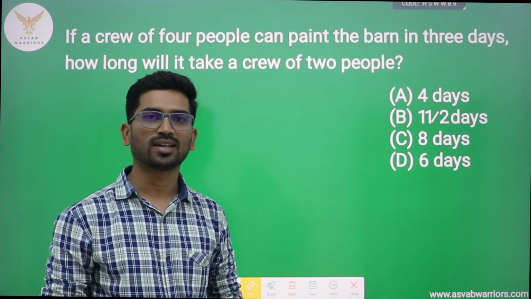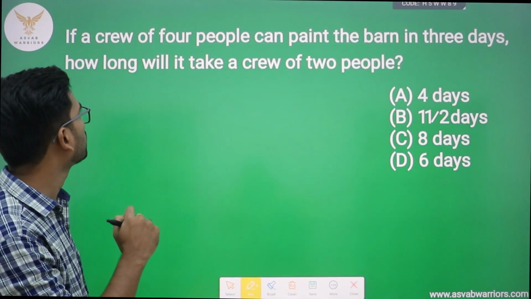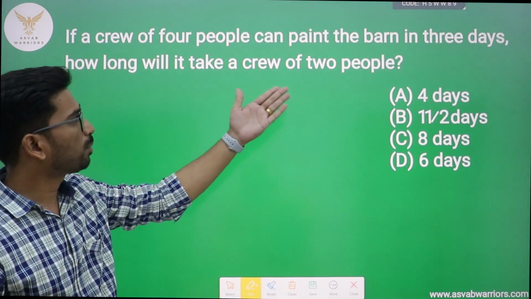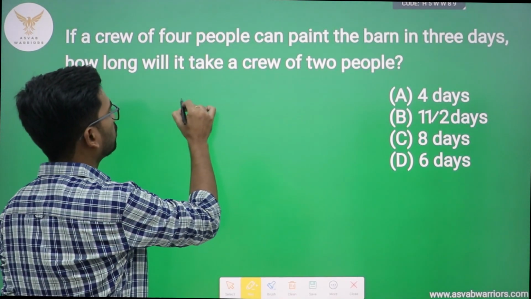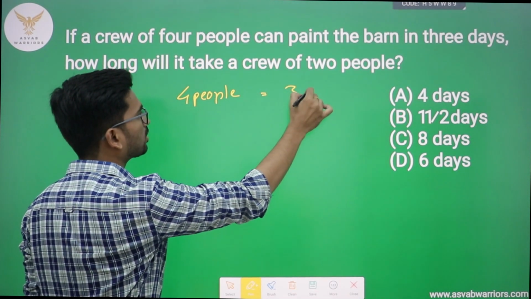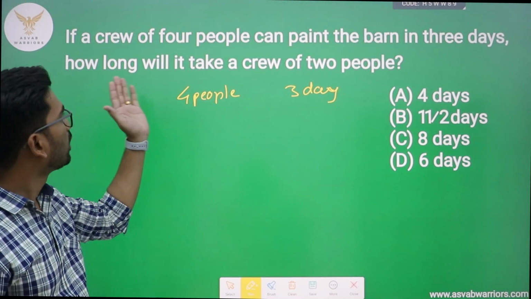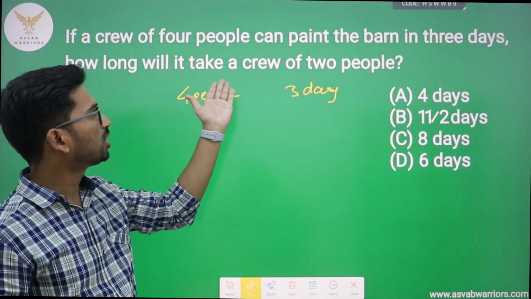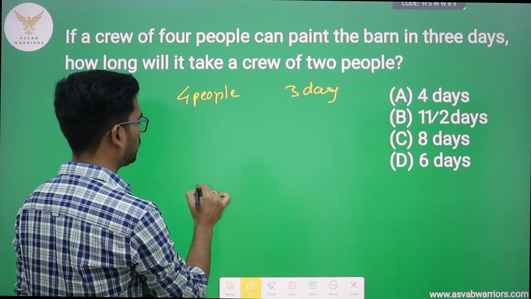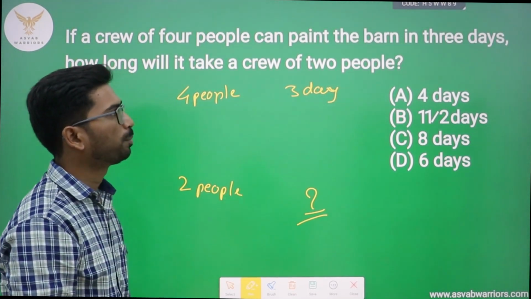So our next question says, if a crew of 4 people can paint the barn in 3 days, how long will it take a crew of 2 people? Now 4 people can paint the barn in 3 days. So we'll write it down. 4 people can paint the barn in 3 days. So 4 people are taking 3 days. Now how much time will the crew of 2 people take to paint the same barn? Now we have 2 people. We need to calculate how many days they will take to paint the barn.